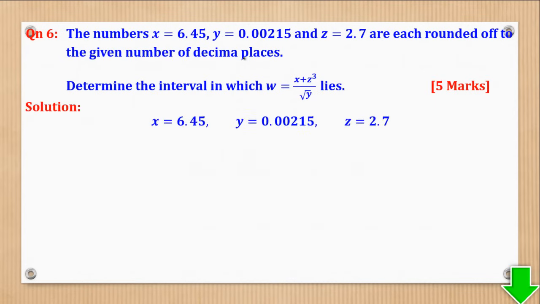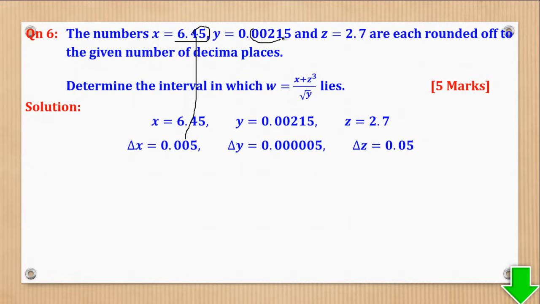The first thing is to get the error in each, and the error in each depends on the number of decimal places. So here there are two decimal places, meaning you need two zeros before a five. Here there are five decimal places, meaning you need five zeros before a five. Here, one decimal place, meaning you need one zero before a five.